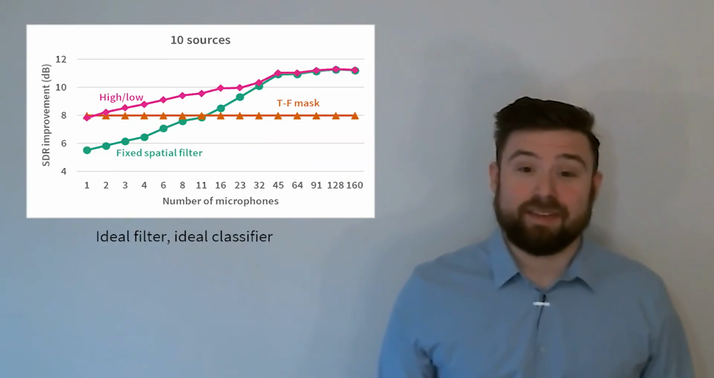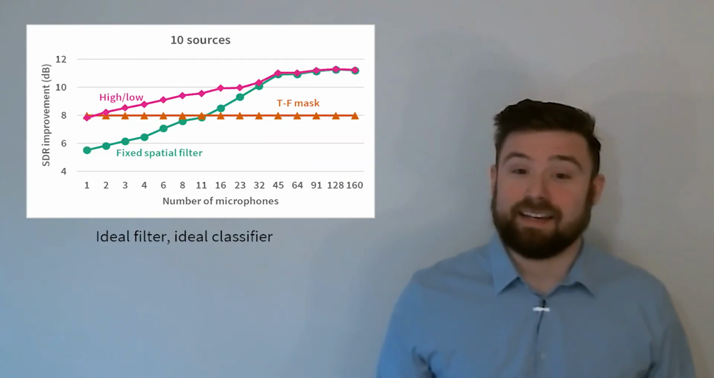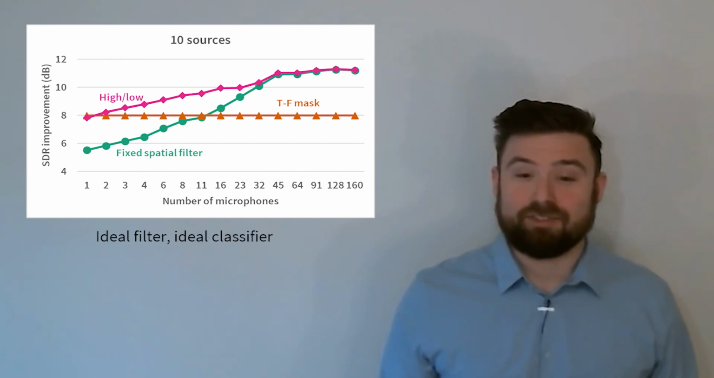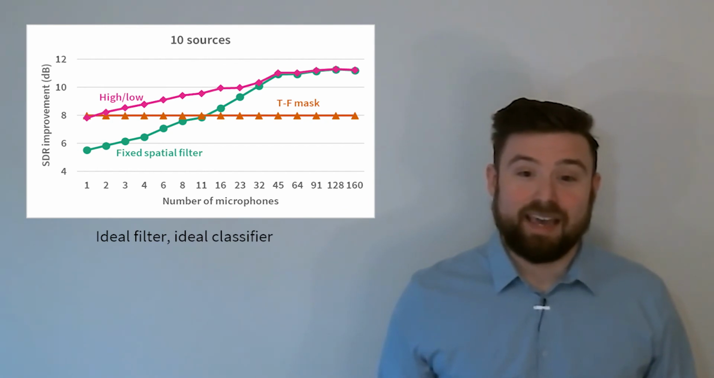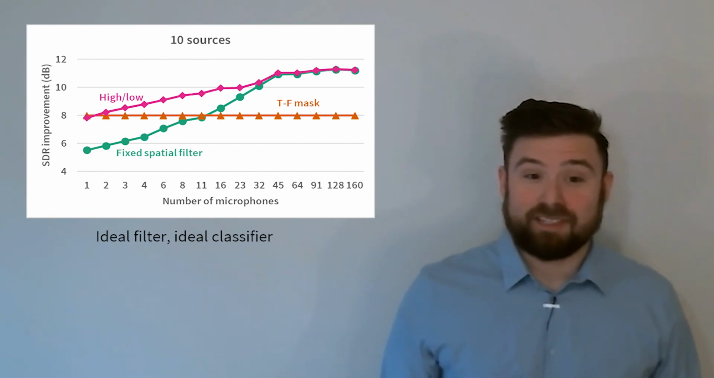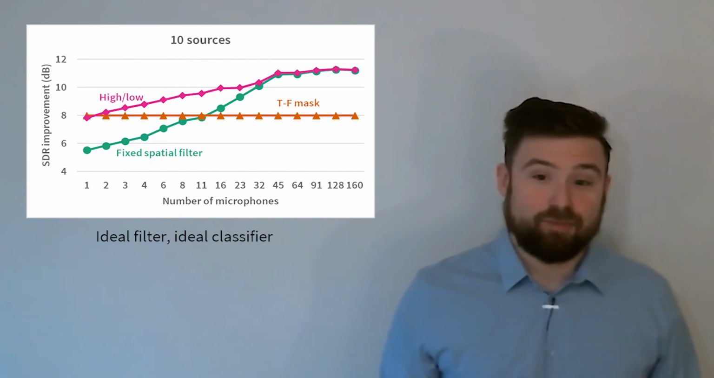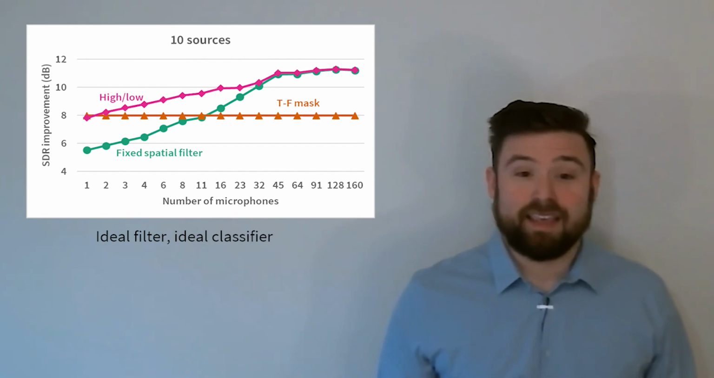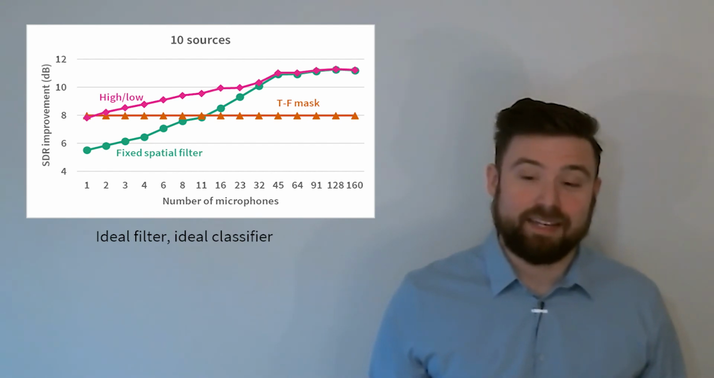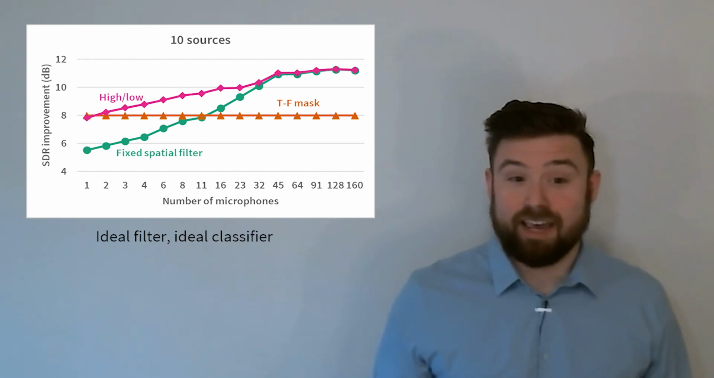In our first experiment, we used ground truth acoustic channel measurements and an ideal classifier to separate 10 simultaneous speech signals. The pink curve shows the performance of the time-varying spatial filter using different numbers of microphones. The orange line is a time-frequency mask using only one microphone, and the green curve is a linear time-invariant spatial filter. The mask outperforms the spatial filter for small arrays, but with more mics, the spatial filter does better. The high-low model beats both, matching the performance of the mask for single microphone enhancement and the spatial filter for the giant array.